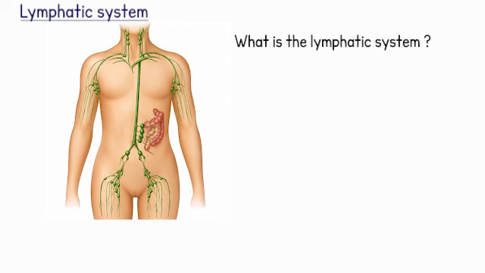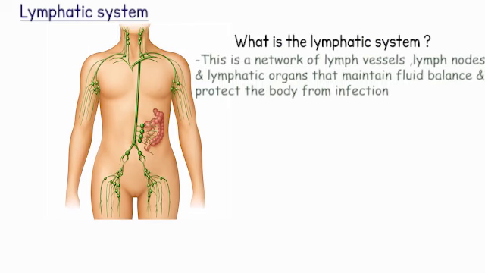So, what exactly is the lymphatic system? Now, this is a network of lymph vessels, lymph nodes, and lymphatic organs such as the spleen and the thymus gland shown there. And these maintain the fluid balance and protect our bodies from infection. So this system quietly keeps our bodies balanced and healthy.